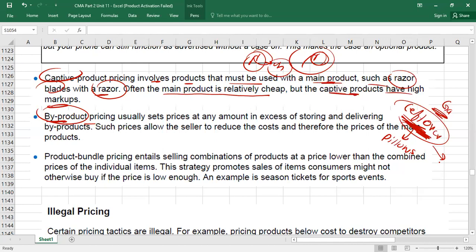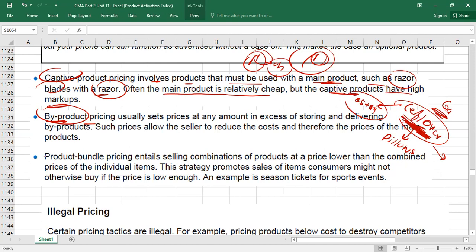So byproduct pricing means, when you sell the leftover, how much should you charge? At least you should charge whatever you incurred to store or deliver the byproduct to the new customer, so you should charge more than that. For example, to store this leftover I spent $5, and I paid $1 to deliver, so my total cost is six. If my buyer is ready to pay more than $6, I should sell it. This is what is called byproduct pricing.